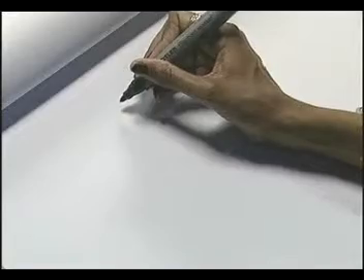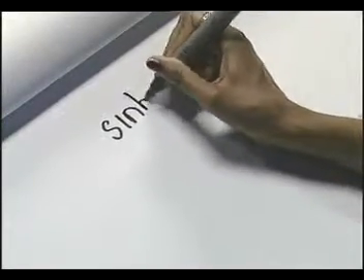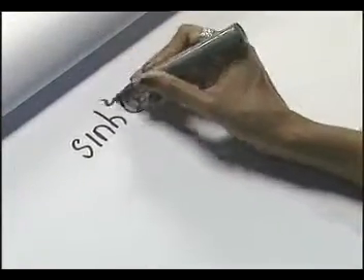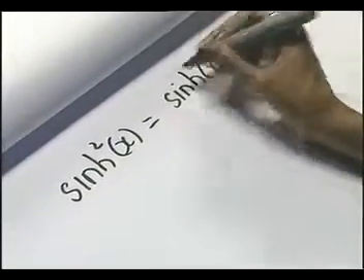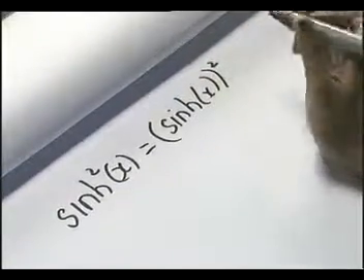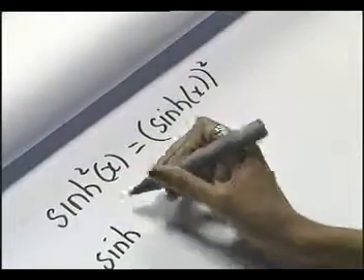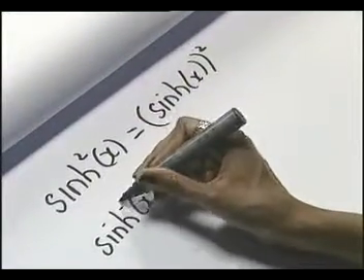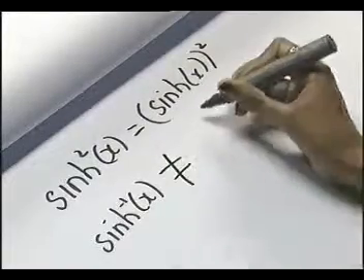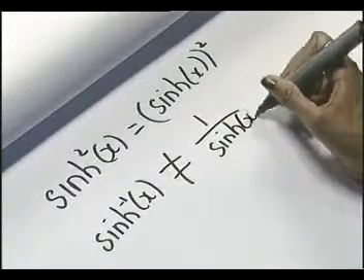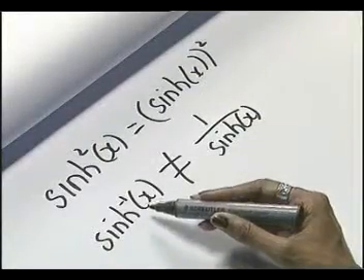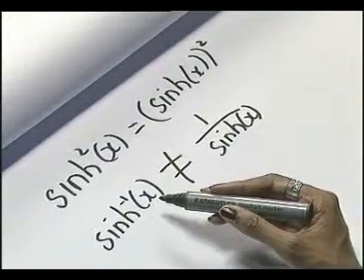Firstly, some notation. You've already seen me use notation like sinh x squared, which means the whole of sinh x, squared. Just remember that if you see something like sinh with a minus 1 there, that is not equal to 1 over sinh x. This refers to the inverse function of sinh.